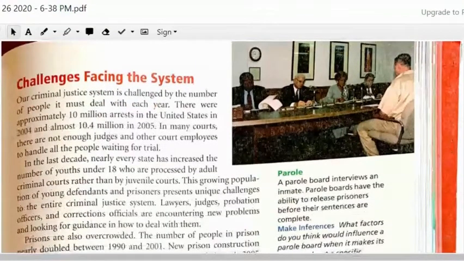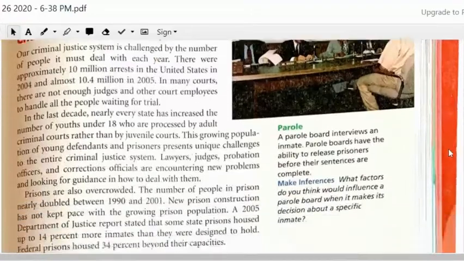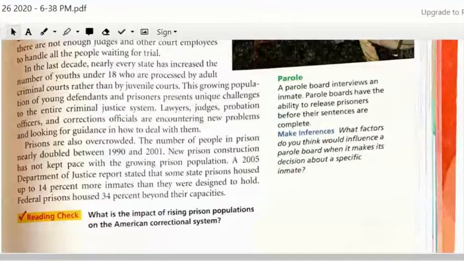Challenges facing the system. Our criminal justice system is challenged by the number of people it may deal with each year. There were approximately 10 million arrests in the United States in 2004 and almost 10.4 million in 2005. In many courts, there are not enough judges and other court employees to handle all the people waiting for trial. In the last decade, nearly every state has increased the number of youth under 18 who are processed by adult criminal courts rather than juvenile courts.